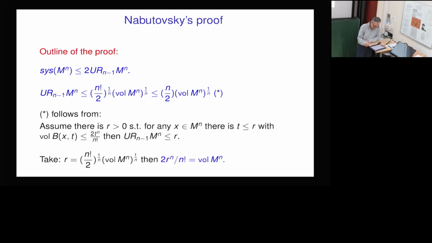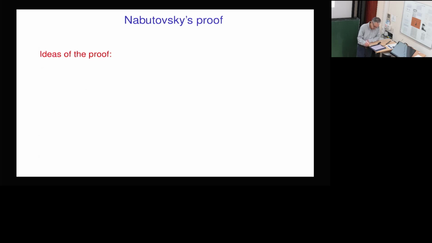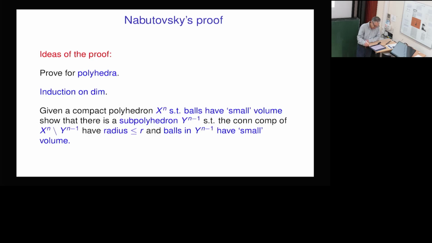So that was a calculation that this follows from that, and we did say that we are going to use separating subpolyhedra. This is just an outline, and that's one of the differences with other approaches: we need to prove it for polyhedra. The reason is that when we chop a manifold into pieces, we need a polyhedron. We cannot chop it by a manifold.